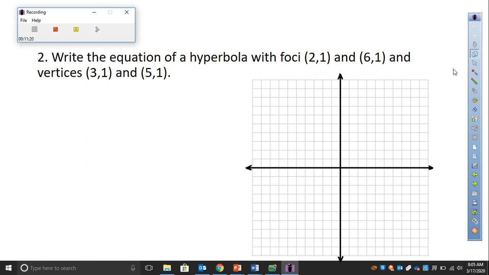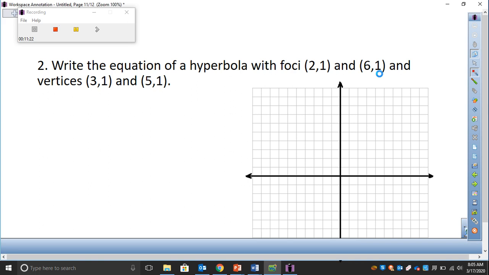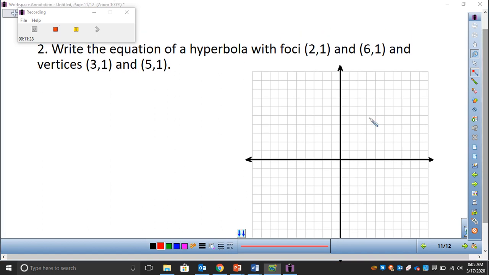This time we're given the foci are at (6, 1) and (2, 1). Vertices at (3, 1) and (5, 1). So again, as always, I'm not going to grade this. I think it's helpful to plot. So (2, 1) is right here. (6, 1) is right there. That's a focus. That's a focus. Vertices are at (3, 1) and (5, 1). There is (3, 1). There is (5, 1).